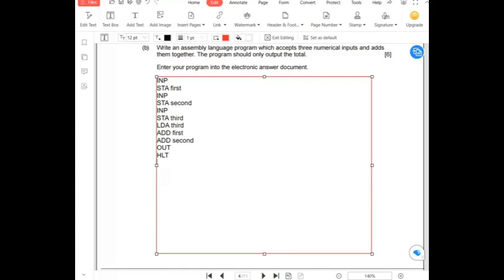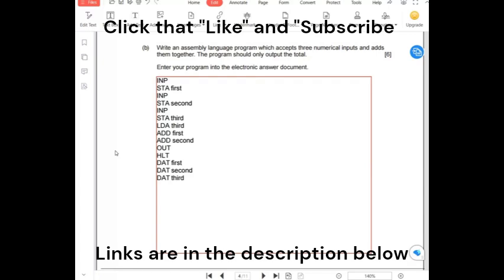But to complete the code, I would do DAT first, DAT second, DAT third, and there's our complete answer. And there we go, bosh. And that is actually quite a quick video for this one for assembly language.